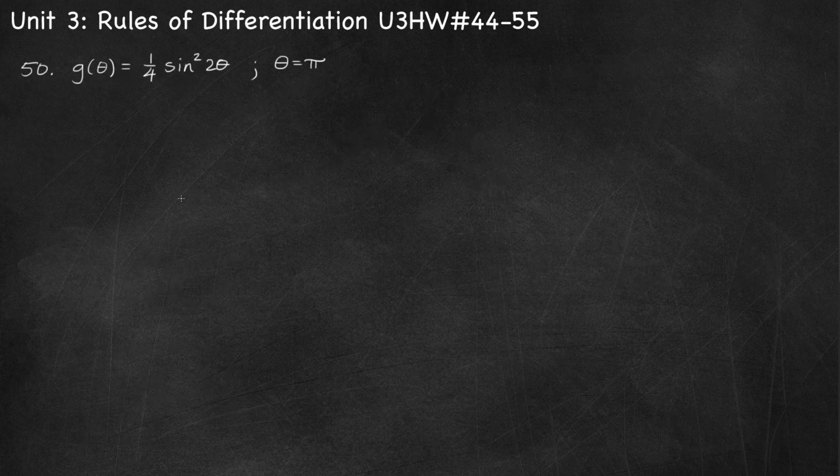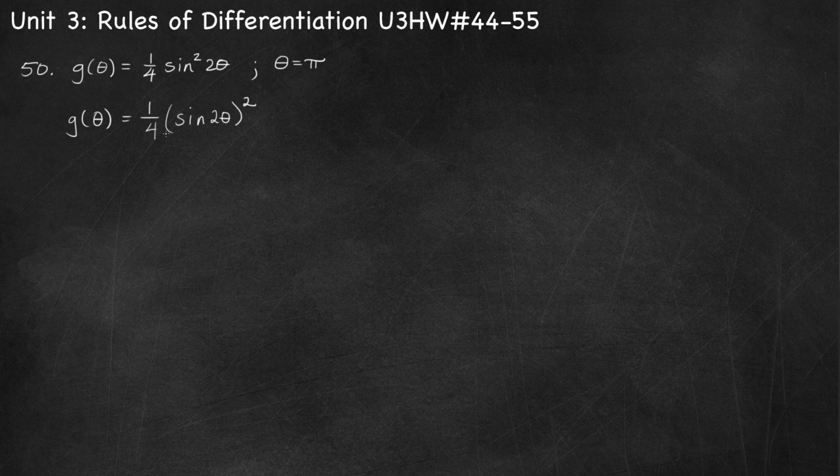Number 50, g of theta equals 1/4 sine squared 2 theta. We want to find g prime of theta when theta equals pi. So whenever you have a trig function raised to a power, I recommend rewriting it and moving the power to the outside. So the sine squared of 2 theta is the same as the sine of 2 theta all squared, like that. So it's just another way to write our g of theta. And now I'm ready to take the derivative.